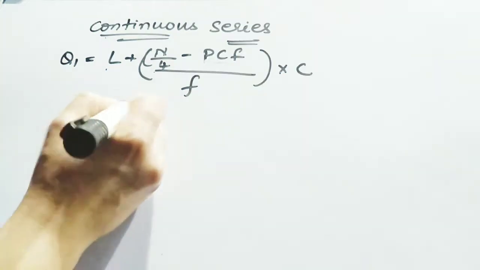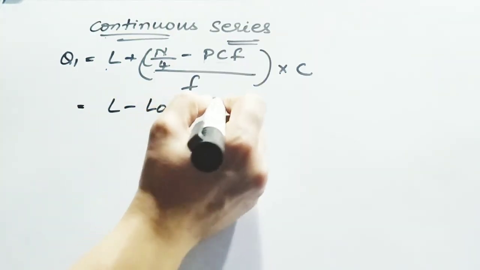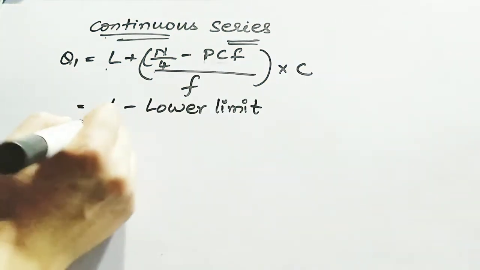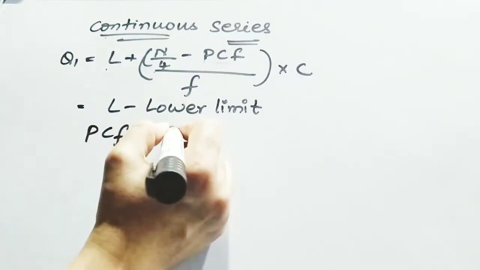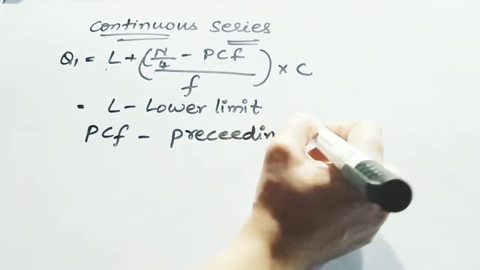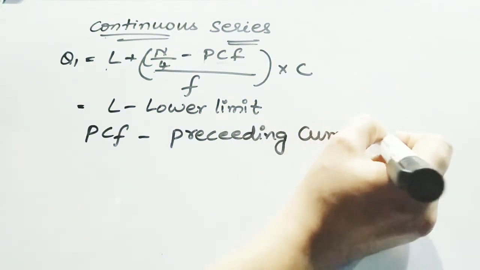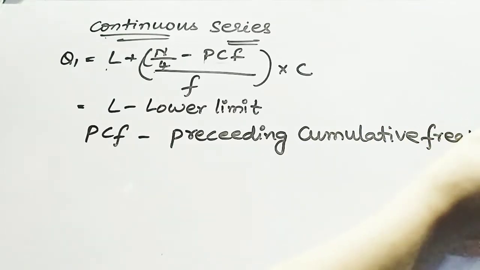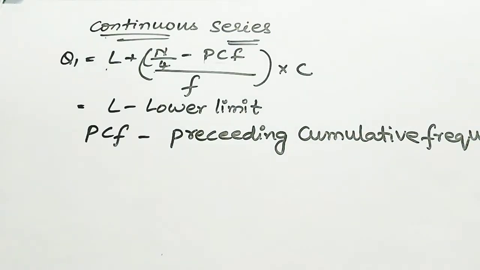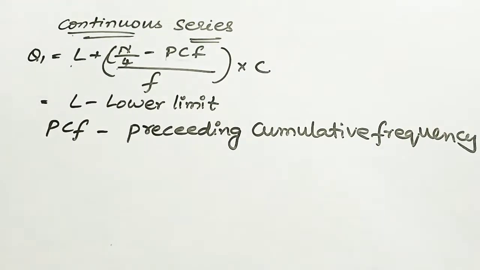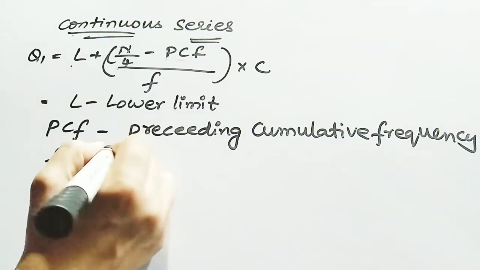What is your L? L is nothing but the lower limit of your class interval. Continuous series means you will have class intervals. What is your PCF? Preceding, means previous cumulative frequency you will consider. Previous cumulative frequency. What is your F? F is nothing but frequency.